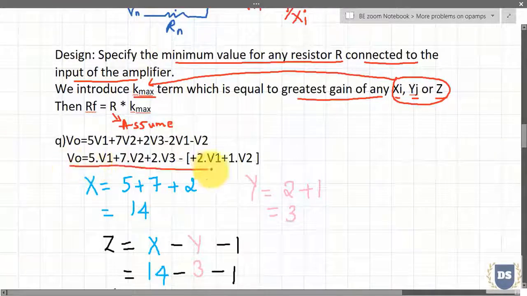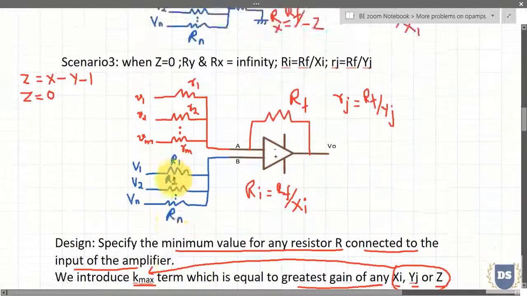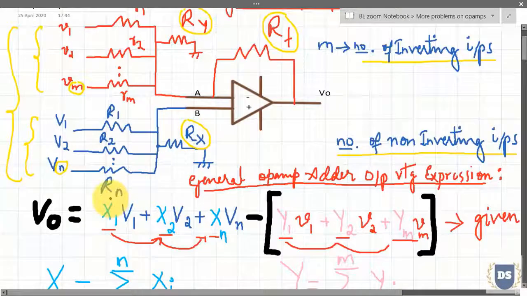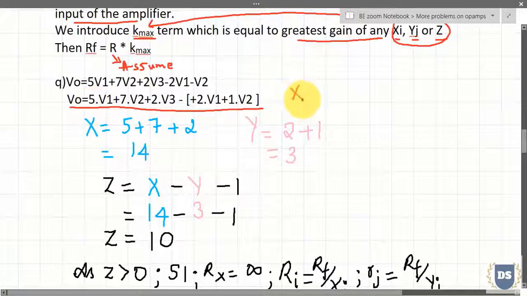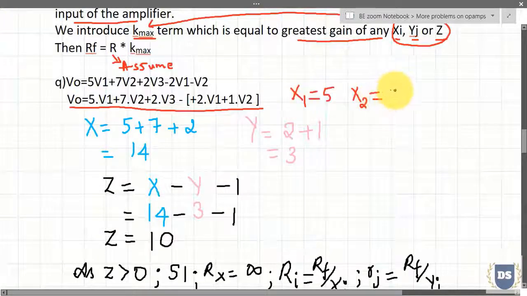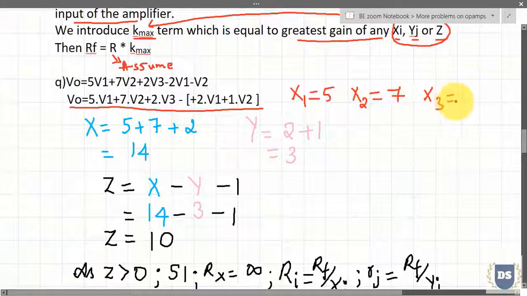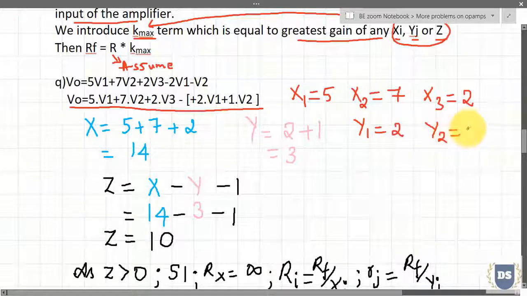So when I compare this expression with that of my general approach expression, I can easily make out the coefficients associated with the input voltages for the non-inverting input side as well as for the inverting input side. So if I do so, clearly 5 will be my x1. I can easily map x2 with 7 and x3 is 2. In a similar way, on the other hand, that is the inverting side, I can think of y1 as equal to positive 2, y2 as equal to positive 1.